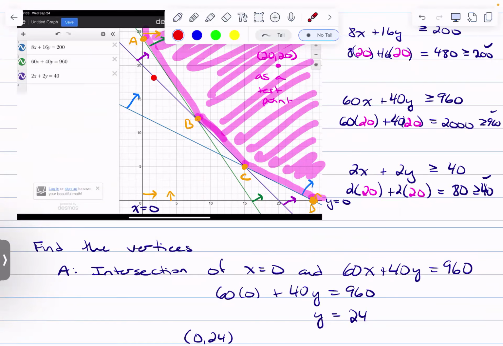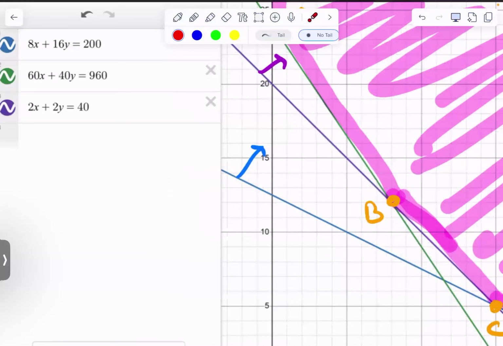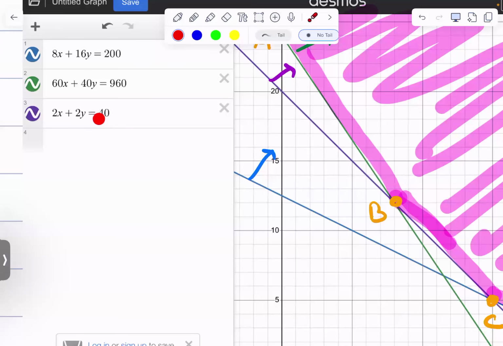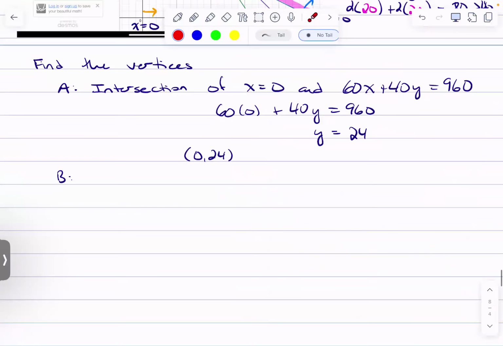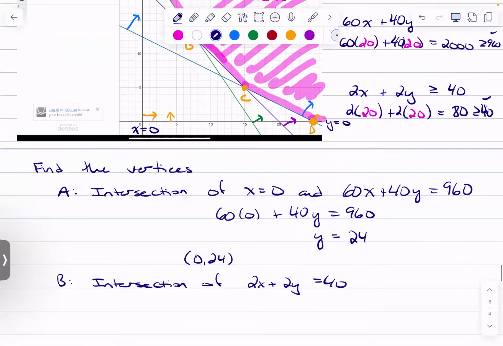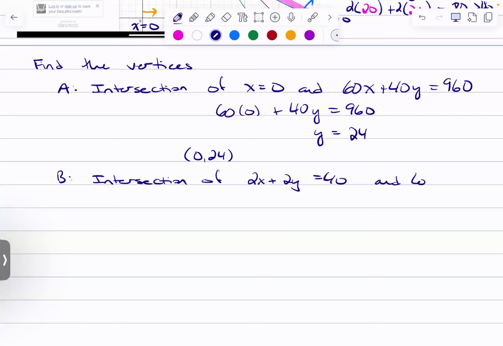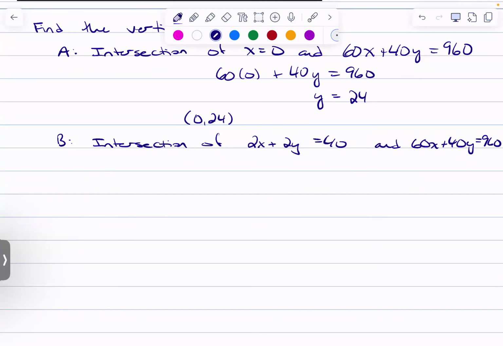B is the intersection, and again, it's going to be hard to see here, of the purple line here, which is 2x plus 2y equals 40, and the green line, which is 60x plus 40y equals 960. I'm going to solve for x in 2x plus 2y is equal to 40.